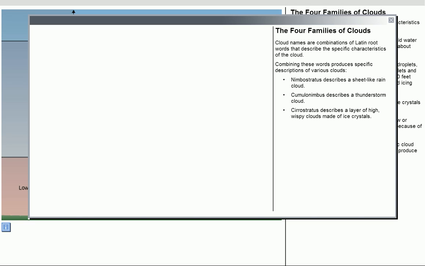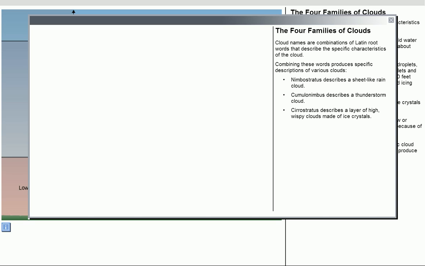In general, cloud names are combinations of Latin root words that describe their specific characteristics. Stratus means layer. Stratus clouds are sheet-like clouds. Cirrus means ringlet. Cirrus clouds are wispy clouds. Nimbus means rain. Nimbus clouds are rain clouds. Alto means high. Alto clouds are found at higher altitudes than low clouds.